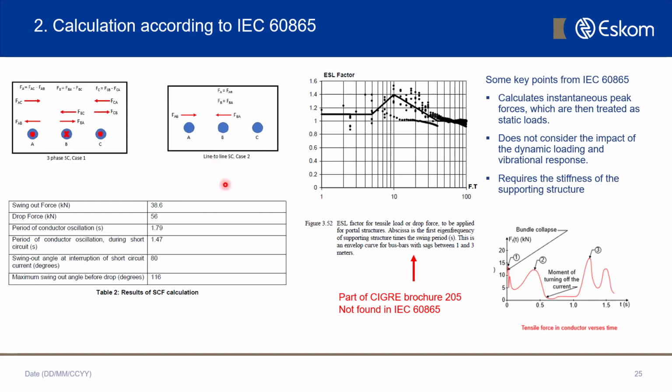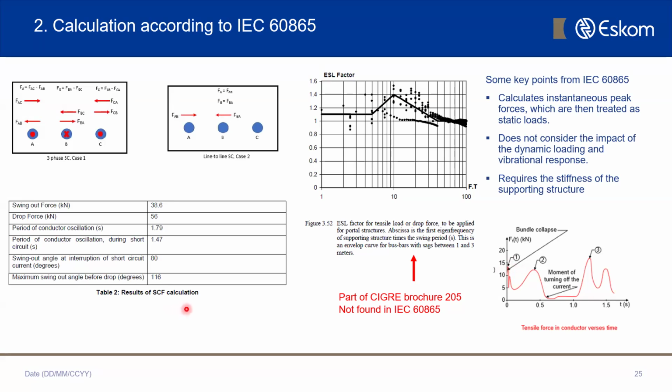Now, one of the biggest problems about the calculation done in this code is that it calculates instantaneous peaks. So it will calculate the magnitude of the force at 1, at 2, and at 3, which is your pinch, swing out, and drop force. However, it does not consider any dynamics of the system. It does not consider the effect of the dynamic force, or the vibrational characteristics of the structure. And this is a major issue and a major gap in this particular code.